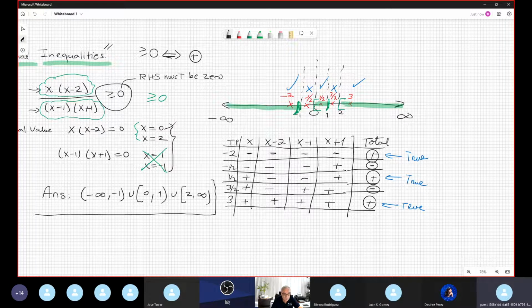Any questions? It's exactly the same as the polynomial case, except when the inequality is not strict. A strict inequality is when you have that symbol or that symbol, without the equal sign. So the 0 of the numerator is inside the solution, but the 0 of the denominator, never. Clear?